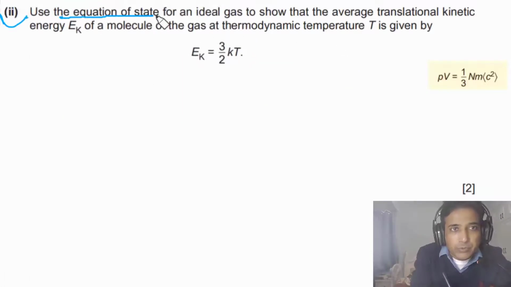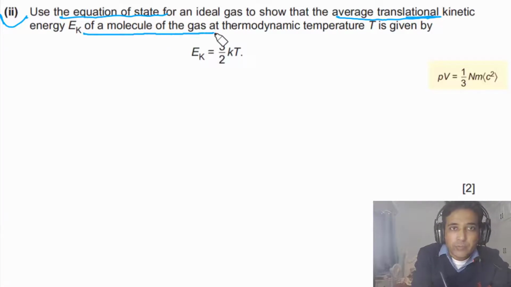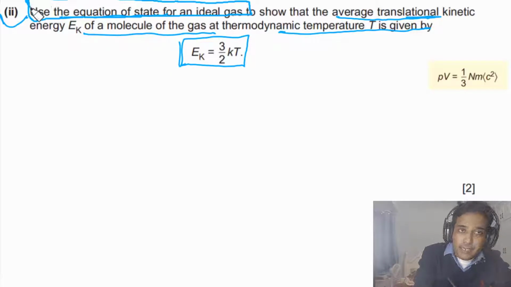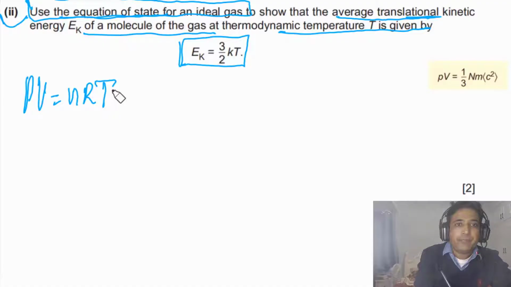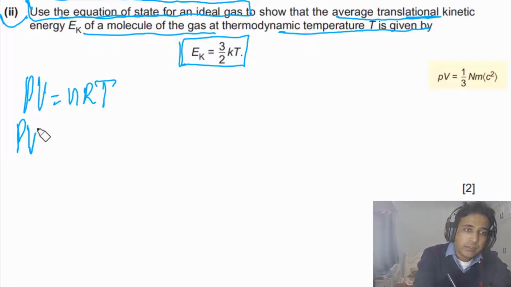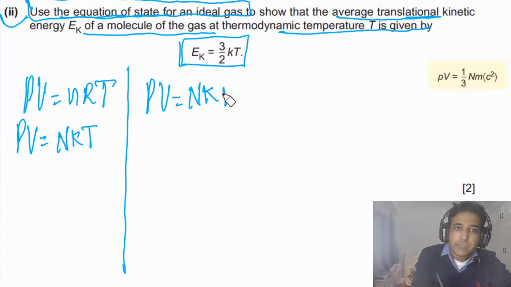The second part says use the equation of state for an ideal gas to show that the average translational kinetic energy of a molecule of the gas at thermodynamic temperature is given by this equation. So first of all, we have to use the equation of state for an ideal gas. We have to start with PV equal to nRT. In the final equation, we don't need the gas constant, so we can write this in a different form: PV is equal to N times k times T.